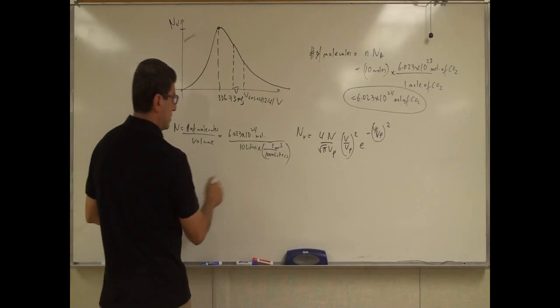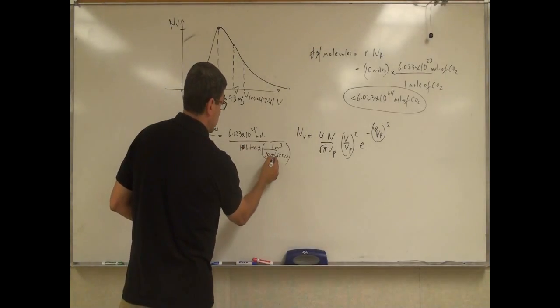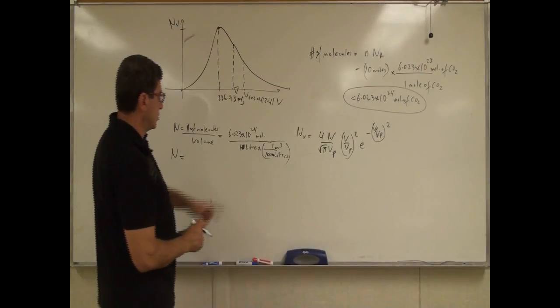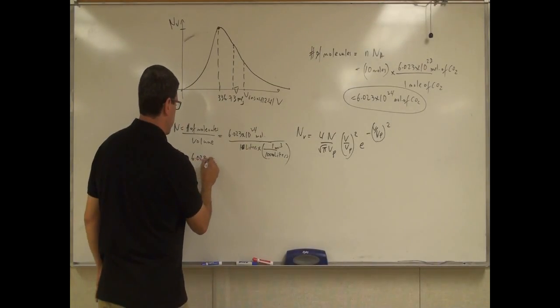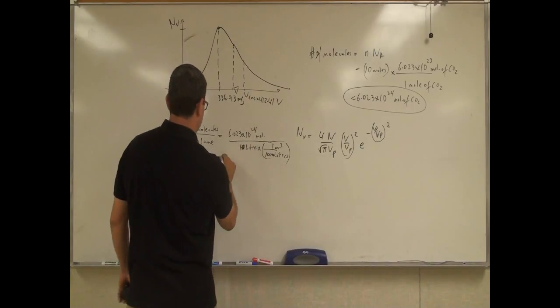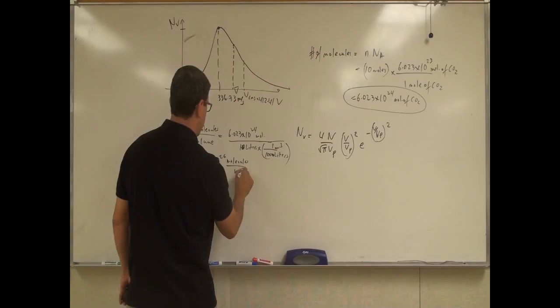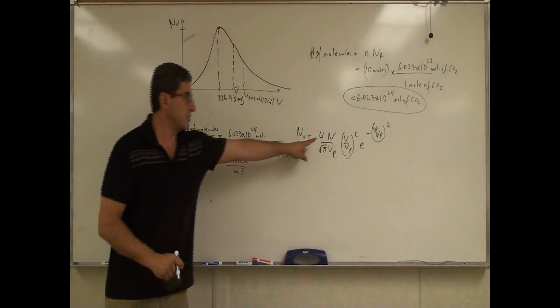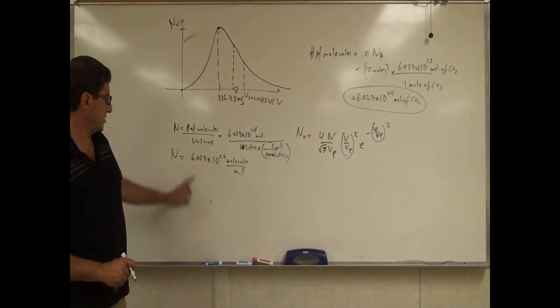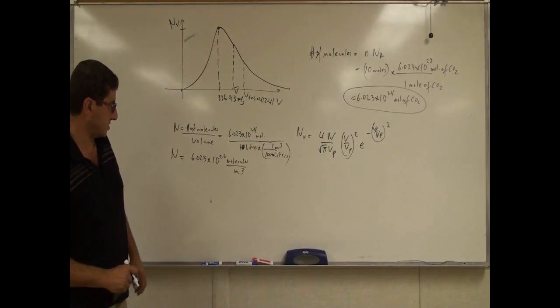So then you have here the 10 is going to cancel the 0, right? So this one cancels this, and then 100 goes up. So then you have here 6.023 times 10 to the 26 molecules per meter cubed. Okay, so that is the N value as described in that equation, right? 6.023 times 10 to the 26th.